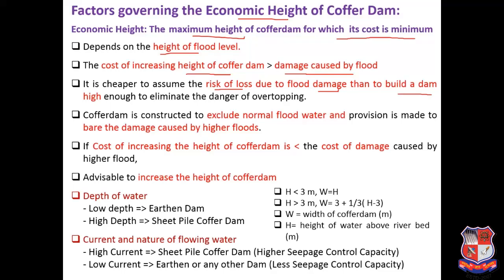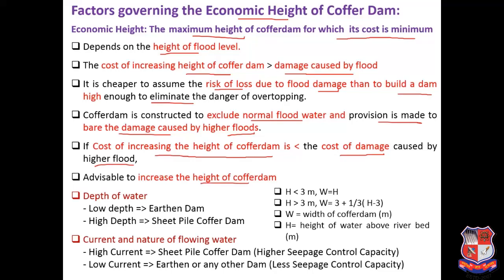And we can have a dam with limited height. But if the cofferdam is constructed to exclude the normal flood water, provision is to be made to bear the damage caused by the higher flood level, because otherwise it will be very costly. But if the cost of increasing the height of cofferdam is less than the cost of the damage caused by the higher flood, अगर flood बहुत ज़्यादा आ रहा है और आपका cost तो कम ही है, so in that case you can increase the height of cofferdam.